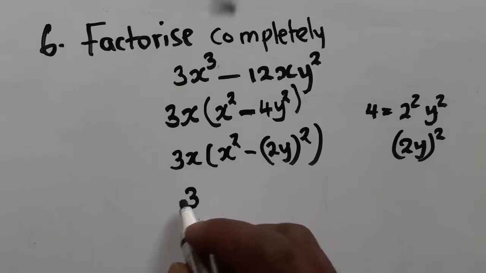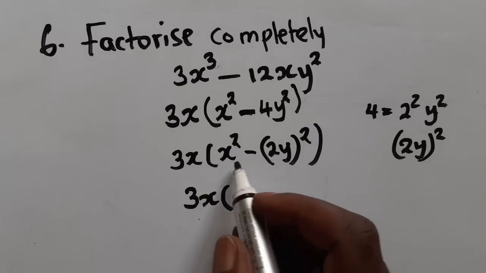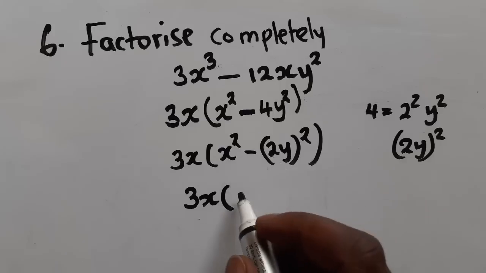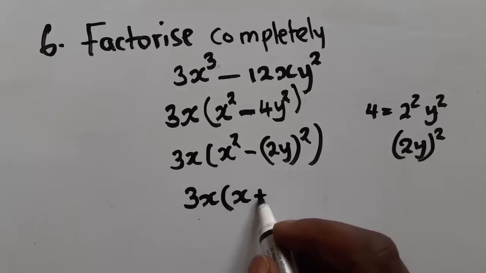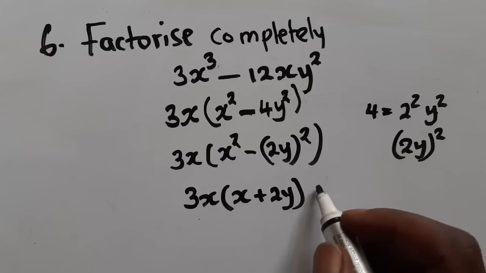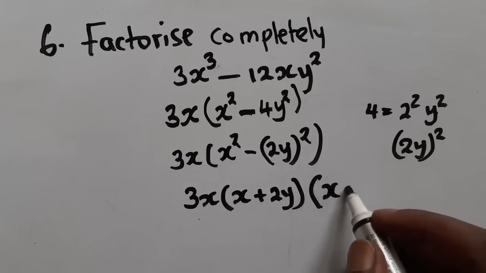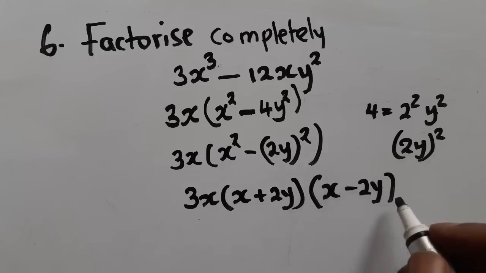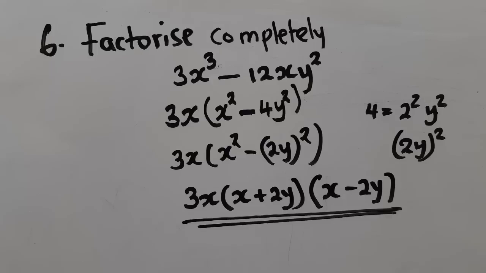All right, so the final answer is going to be, how do we factorize the difference of 2 squares? The first one is going to be x plus 2y. The second one is going to be x minus 2y. This is what is going to be our final answer on question 6.